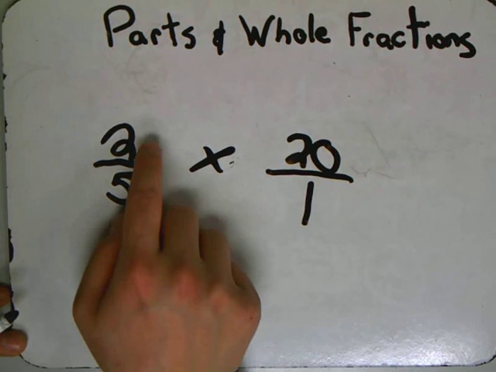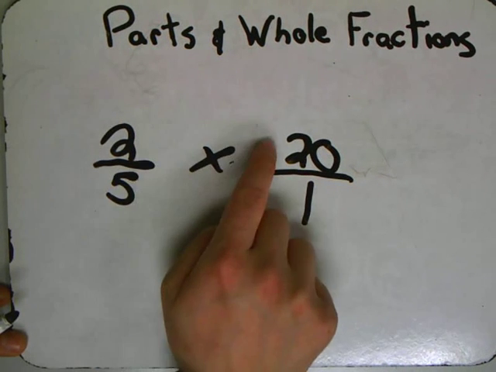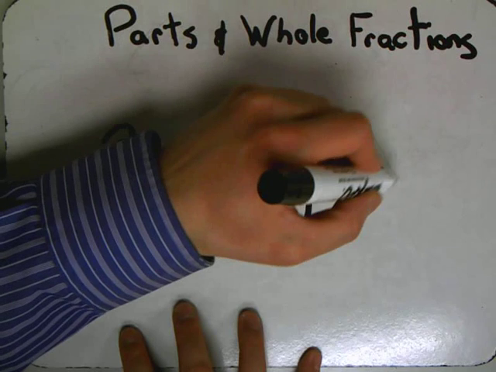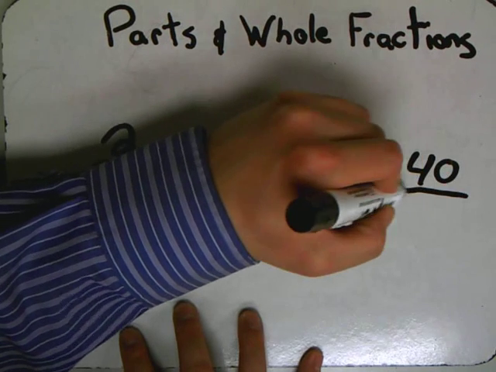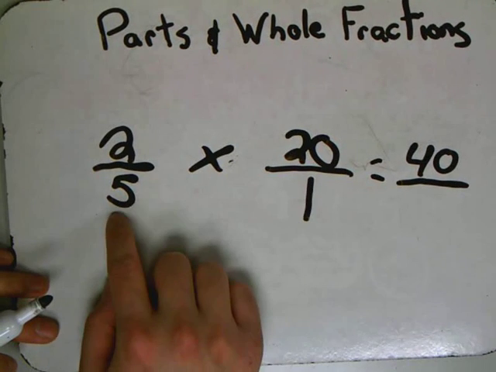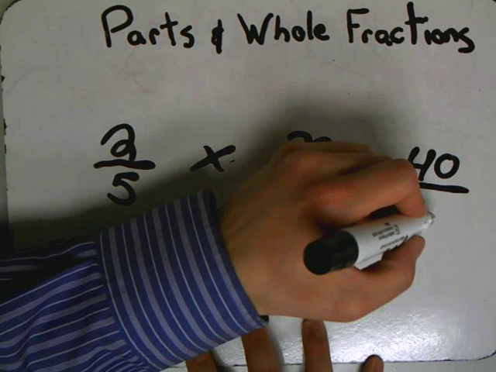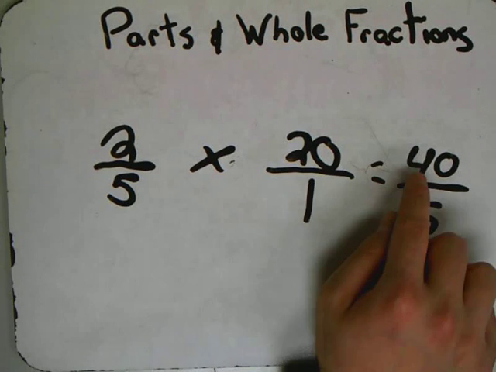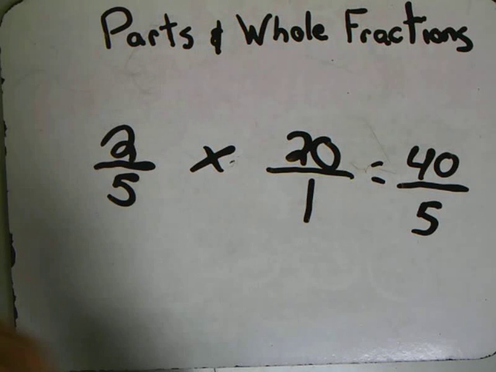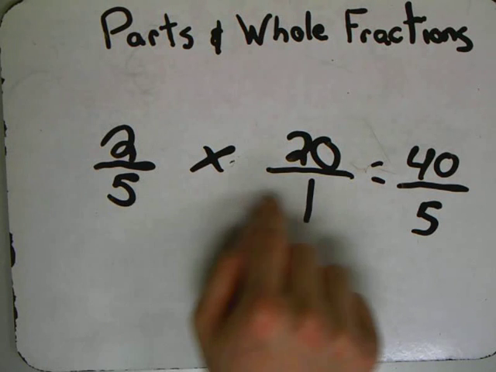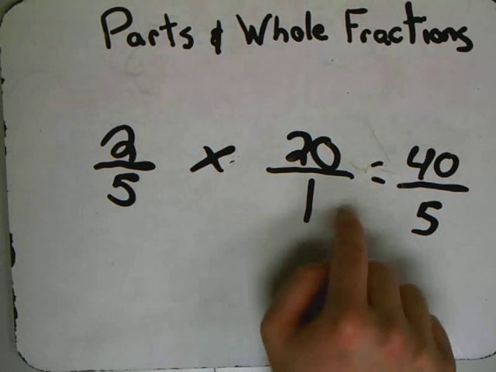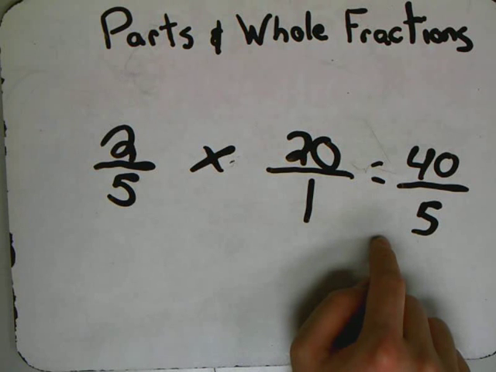Now, you're going to take your numerator and multiply your numerator to get your new numerator. Then, you're going to take your denominator, multiply it by your denominator to get your new denominator. And I know that 40 over 5 is my new answer. However, 2/5 of 20, or 2/5 times 20 over 1 equals 40 over 5 is not an acceptable answer.